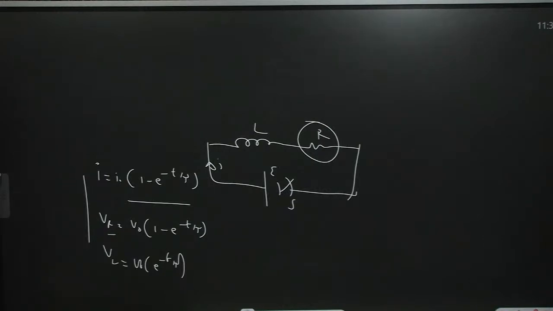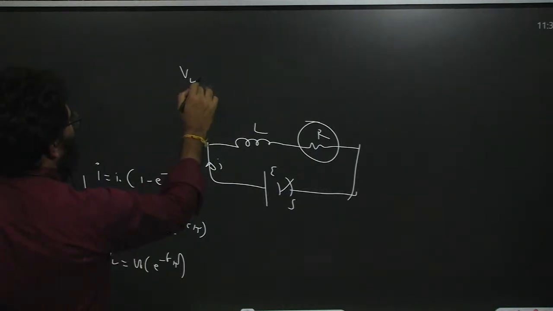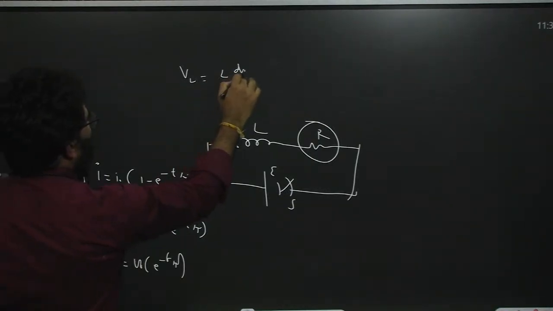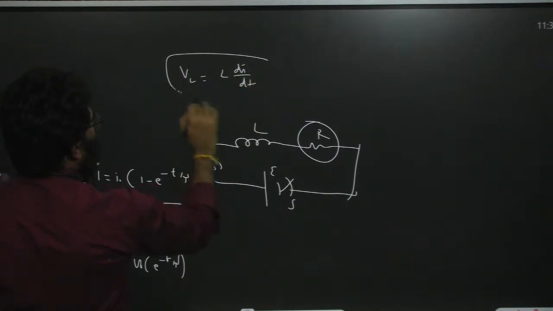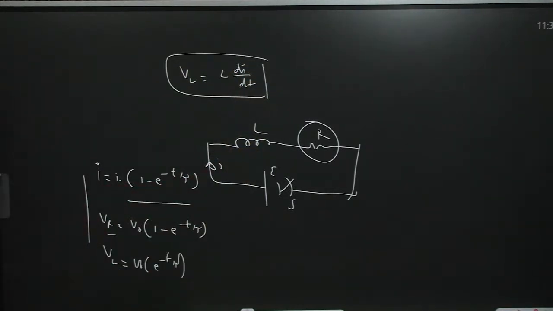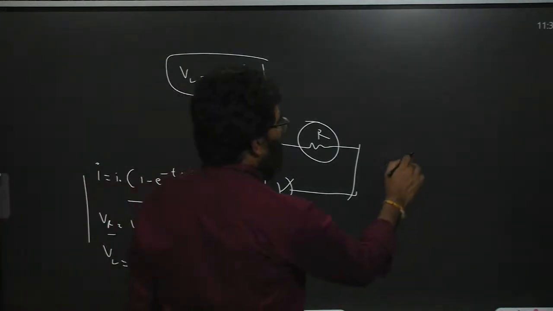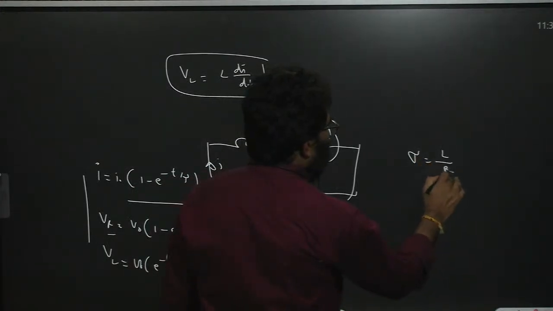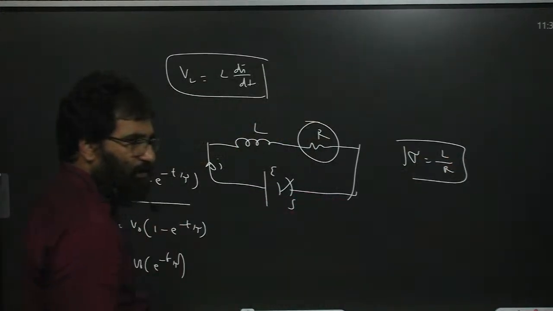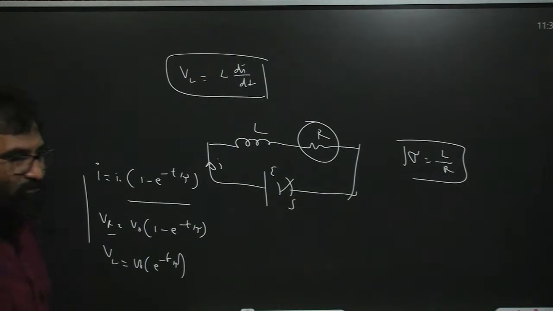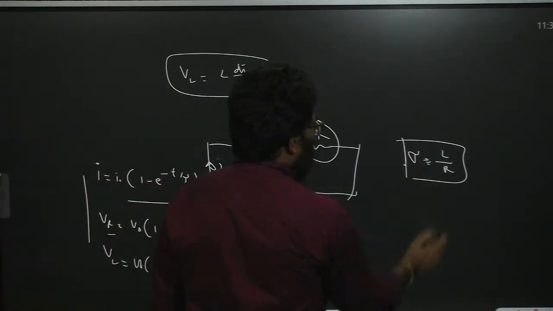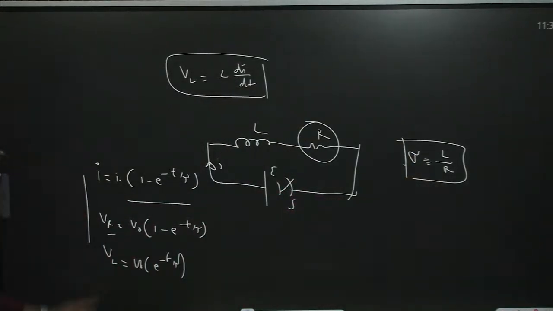Voltage across the inductor is equal to L into di by dt, where I is equal to I naught into e power minus t by tau. Tau is the time constant. Time constant is equal to L by R. In RC circuits it is CR. Now you write down this one.